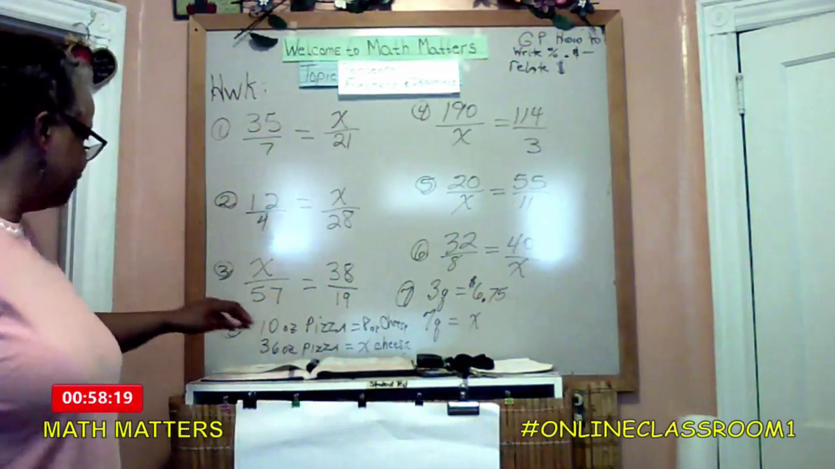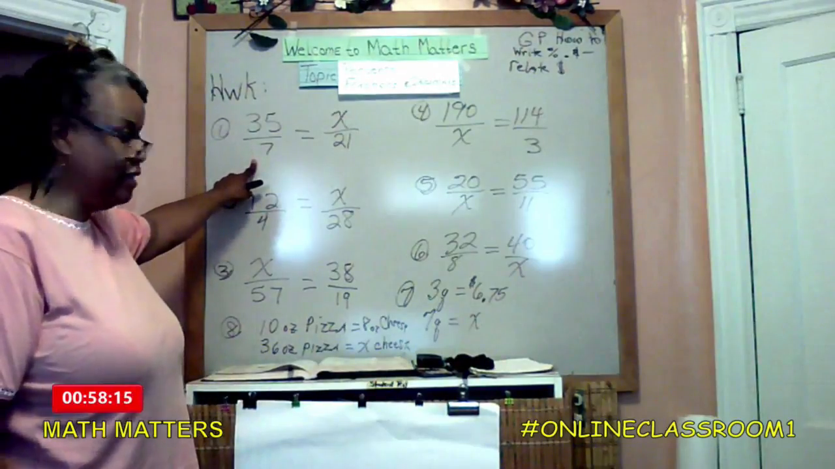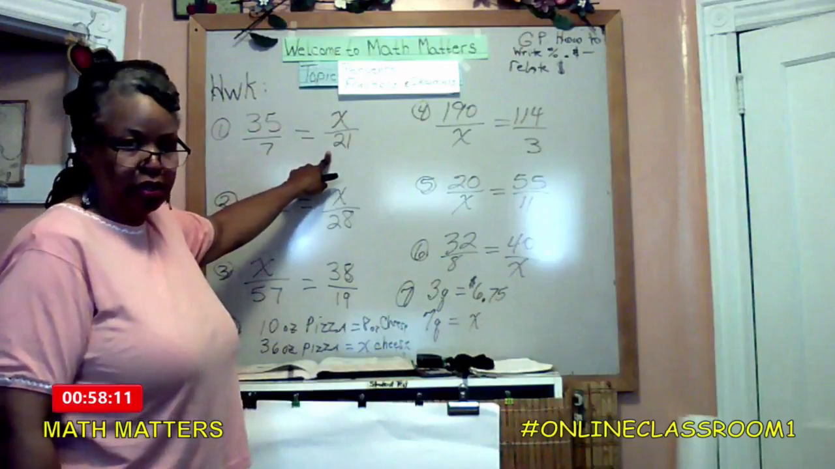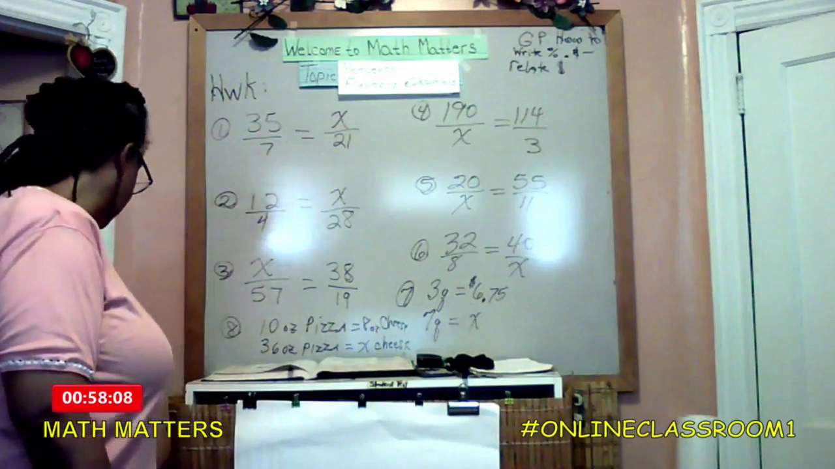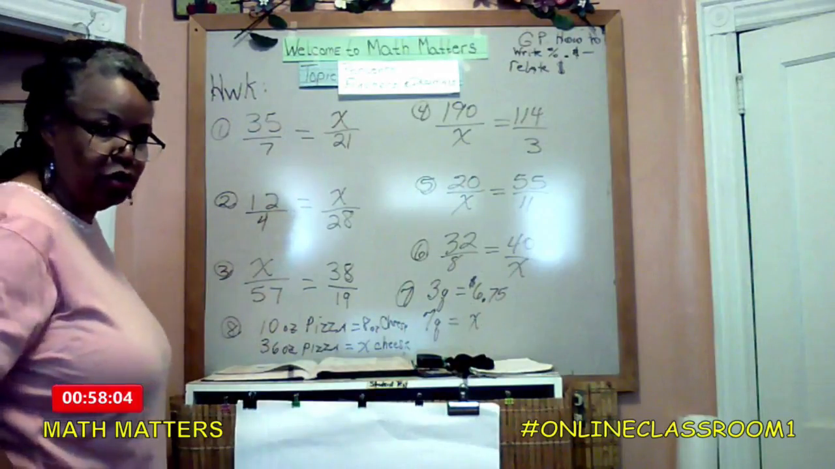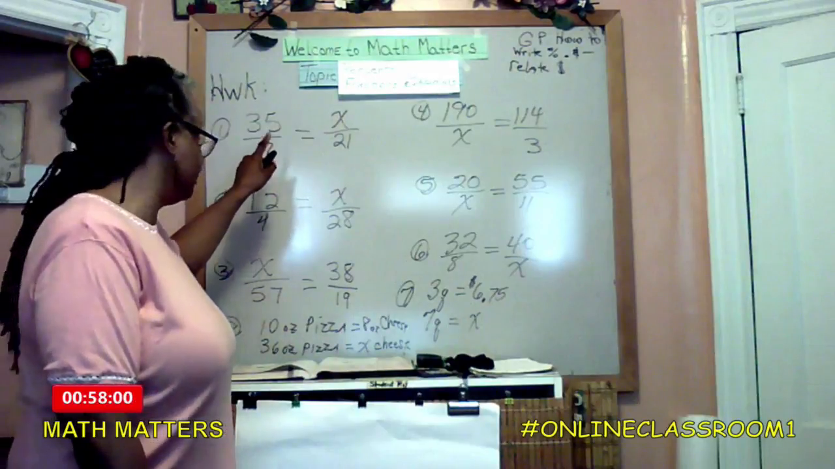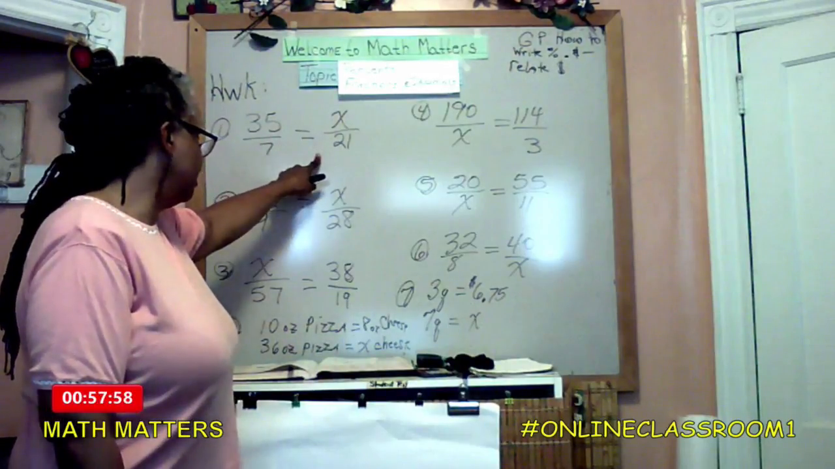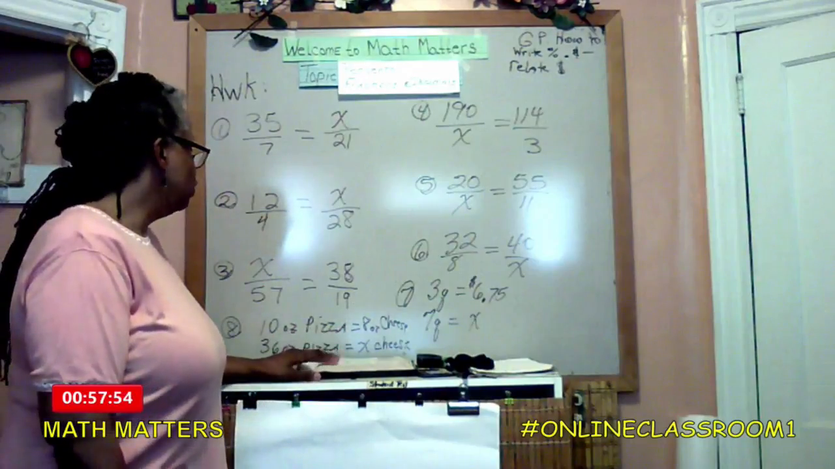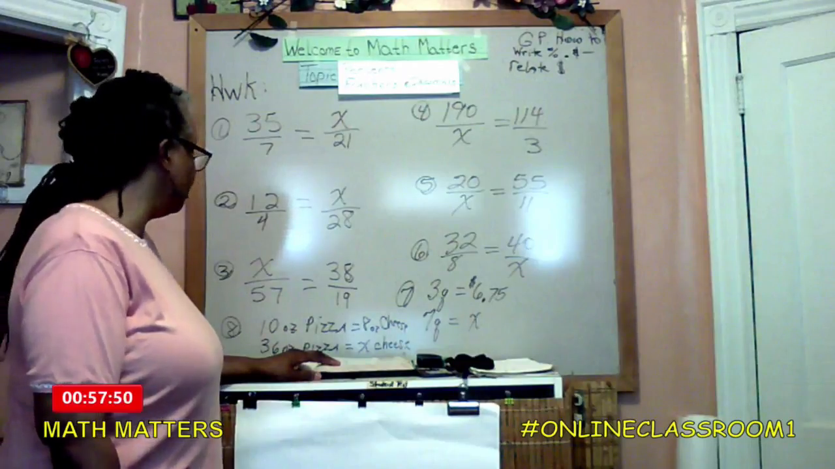Number 1 says 35 is to 7 as x is to 21. We're solving for the variable. Remember, the variable is the letter that we're dealing with. In this case, we're dealing with the letter x. So let's solve for it. I'm seeing 2 ways right away to solve number 1.